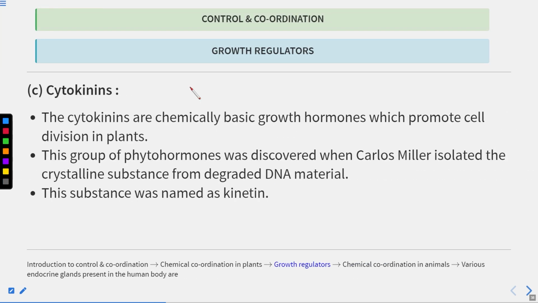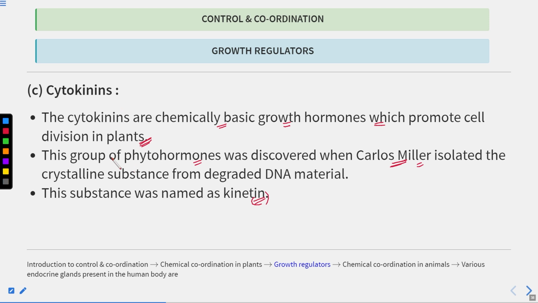Cytokinins are chemically basic growth hormones which promote cell division. So what is the main function of the cytokinin? They promote cell division. Now this group of phytohormones was discovered by Miller, and there was another scientist, Skoog. Miller and Skoog discovered the hormone kinetin.